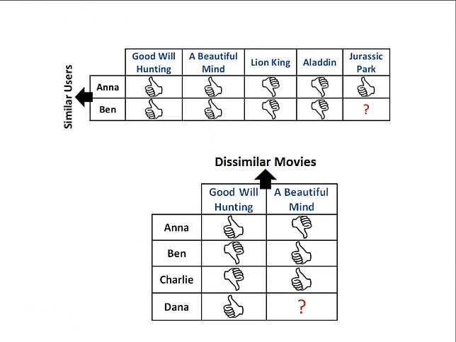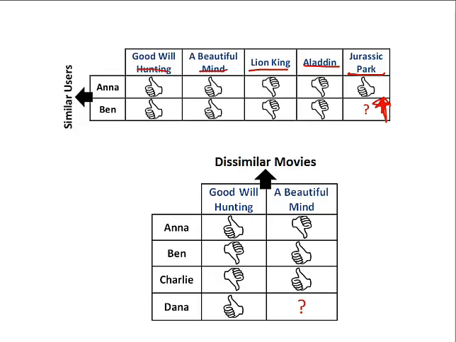And so here's an example. We have Anna and Ben, and they both have liked this movie Good Will Hunting and another movie Beautiful Mind. They both did not like Lion King or Aladdin, and so we think that they have a similar taste in movies. So if we know that Anna's liked the movie Jurassic Park, we would expect that Ben has probably liked it too, that he would probably give it a good rating, good upvote.